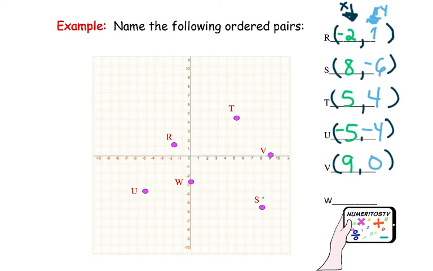And the last one is going to be W. I put my parentheses, my comma. My x-axis, as you can see, if I want to do that reference, is 0. W is on 0 on the x-axis, and on the y it is exactly on -3. It is down -3, so that will be my y movement.